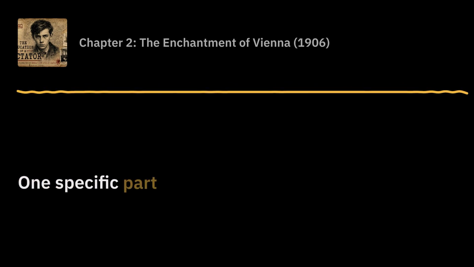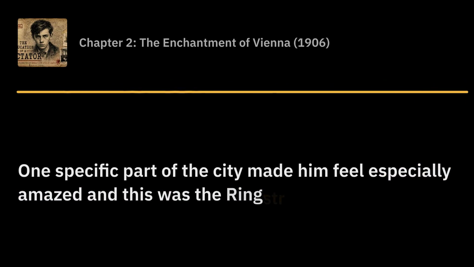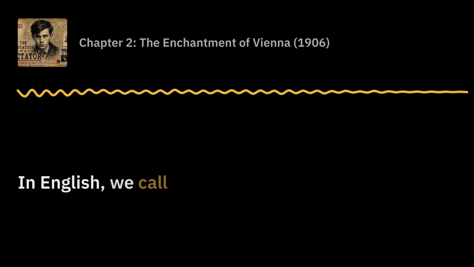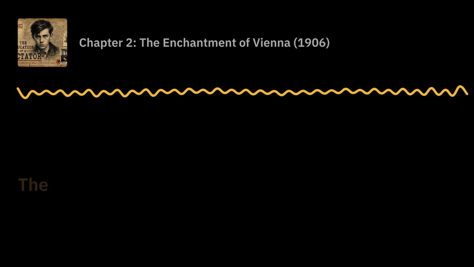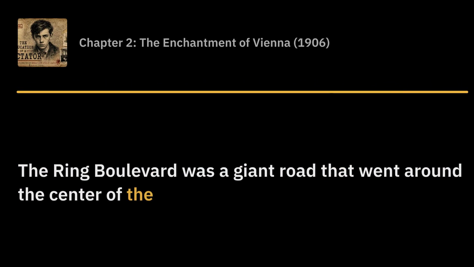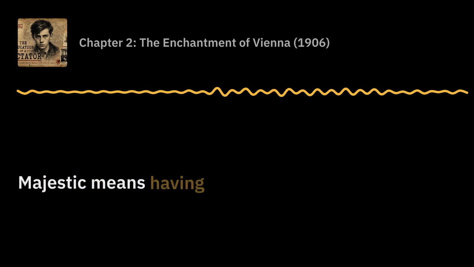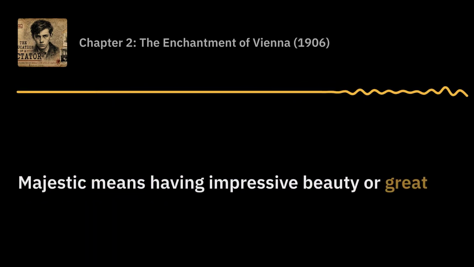One specific part of the city made him feel especially amazed, and this was the Ringstrasse. In English, we call this the Ring Boulevard. The Ring Boulevard was a giant road that went around the center of the city, and it was lined with many majestic buildings. Majestic means having impressive beauty or great dignity.